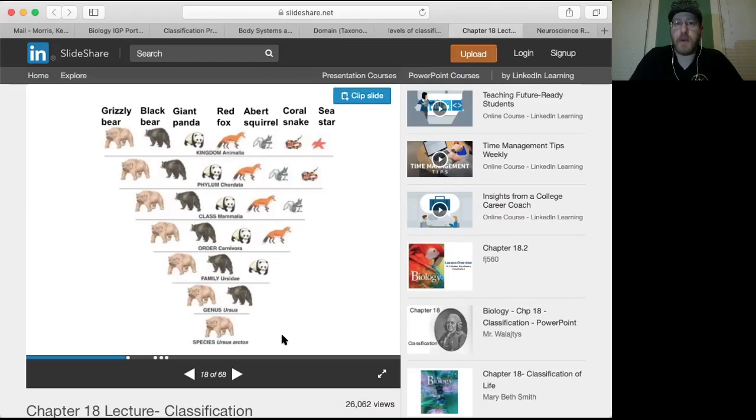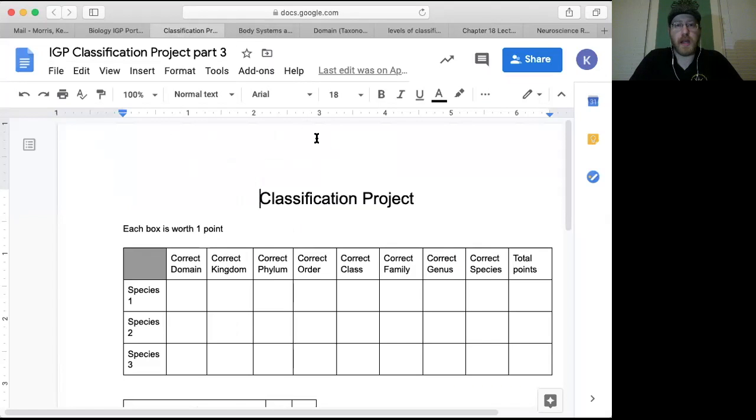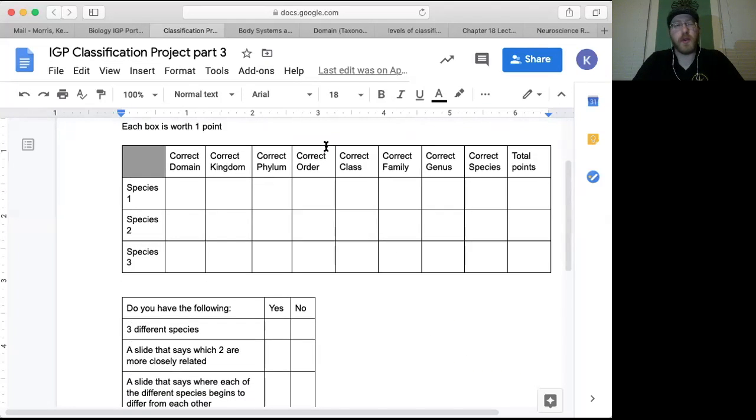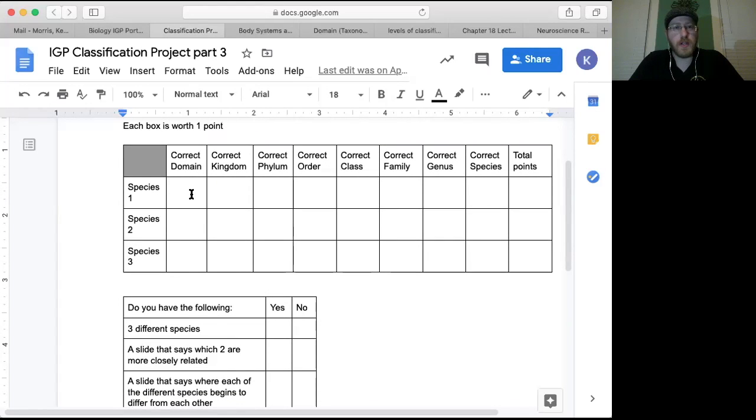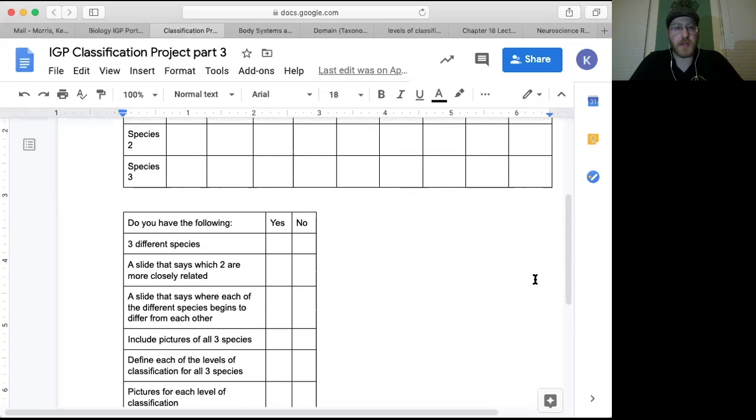Okay? If you have any questions on that, then by all means, let me know. Now look at the classification project rubric. You will choose your three species. Each one of these boxes is worth a point. Do you have the correct domain, the correct kingdom, phylum, class, order, family, genus, and species? If you have the correct ones of those for each of your three species, you will get all those points and you will add those up together.